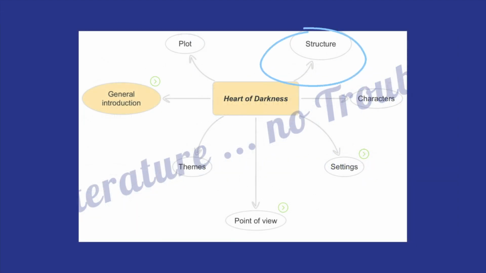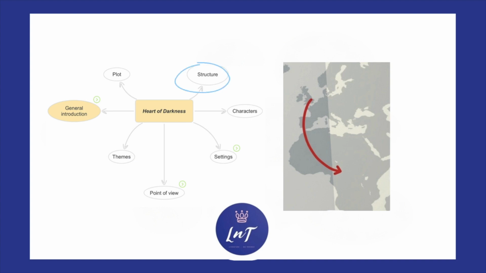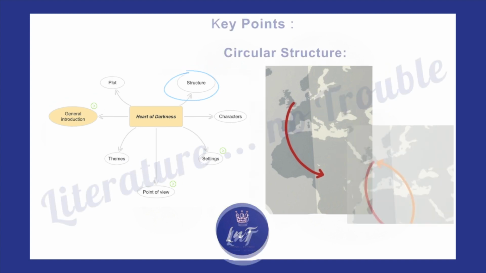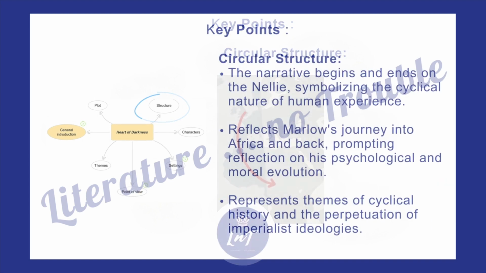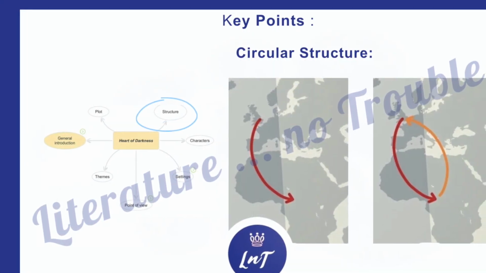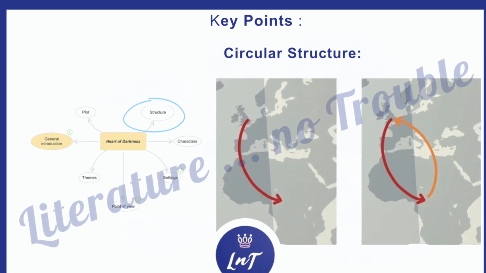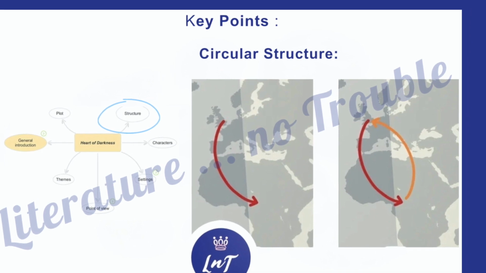Let's get to the sophisticated structure of this novella, focusing on its circular structure first. Conrad employs a circular structure. The story begins and ends with an unknown narrator and a group of friends aboard the Nelly in London. This cyclical approach mirrors Marlowe's journey into and out of Africa. As the story circles back to its starting point, readers are left to ponder Marlowe's psychological and moral challenges.